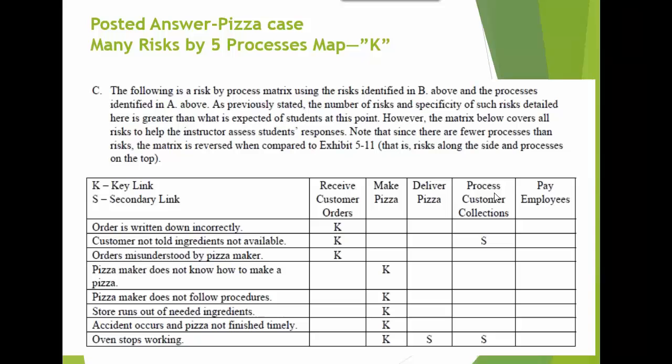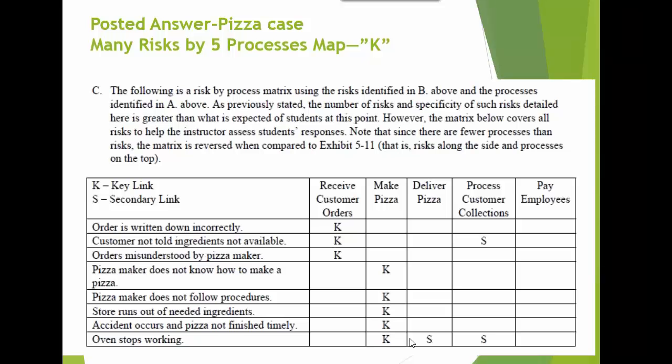But you notice here, from a process and customer collection perspective, the ingredients are not available. Well, why are the ingredients not available? From a customer perspective, that's a risk that we're going to lose the customer. But from a secondary perspective, the risk is that the control is that we don't have a good ordering process. Okay, so we need to understand how these pieces work together.